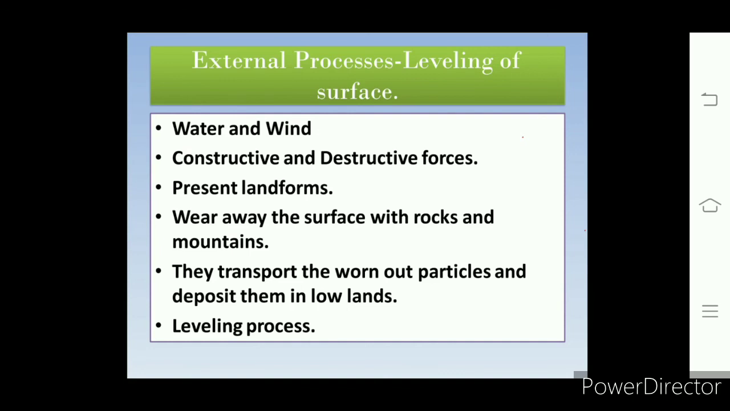Today we see that many valleys were once upon a time mountains, they turned to valleys. So what we see here, water and wind work on the earth's surface and make the surface level. So the leveling of the surface by wind and water on the earth's surface is called external processes.